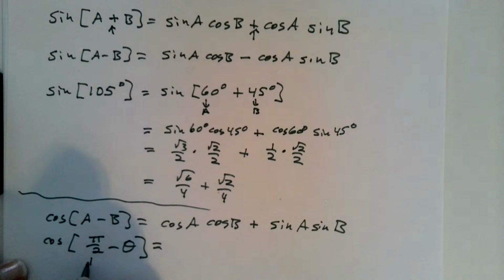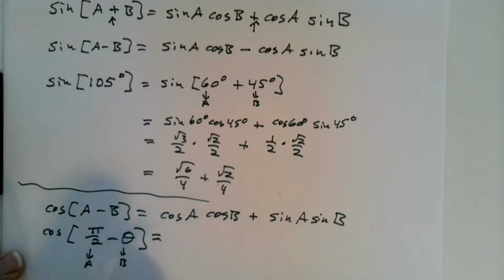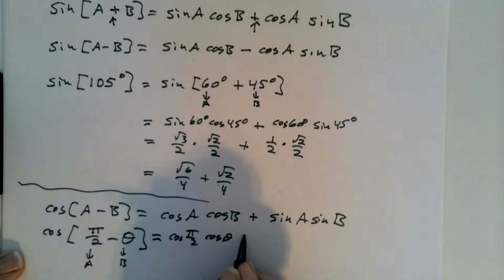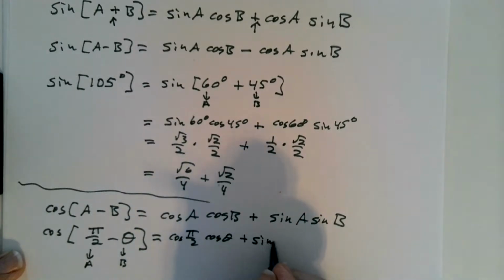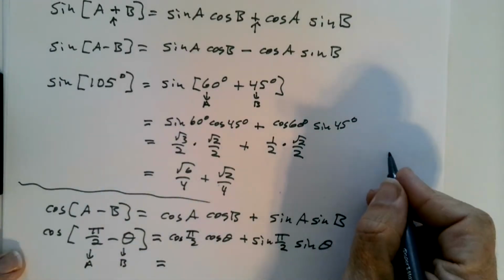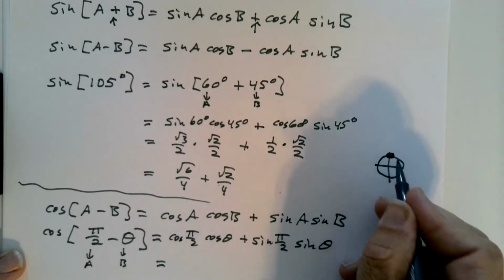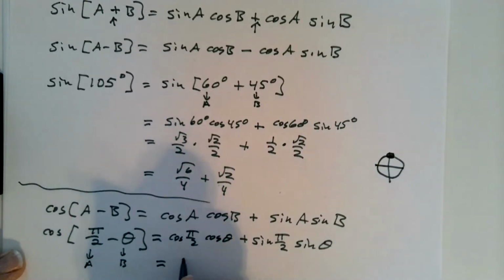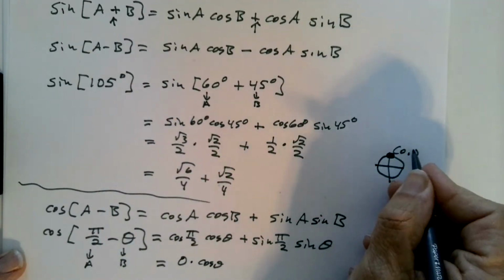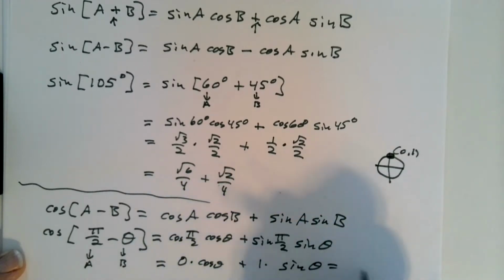So pi over 2 is going to stand for A. Theta is going to stand for B. So what I get is cos A, cos pi over 2, cos B, cos theta, plus sine A, sine pi over 2, sine B, sine theta. Cosine of pi over 2, remember, let's look at our picture. Pi over 2 is here, so the x value is 0 at that point. Cos of pi over 2 is 0 times cos theta. The y value, remember this is the point 0, 1. So sine of pi over 2 is 1 plus 1 times sine theta. And that answer is sine theta.